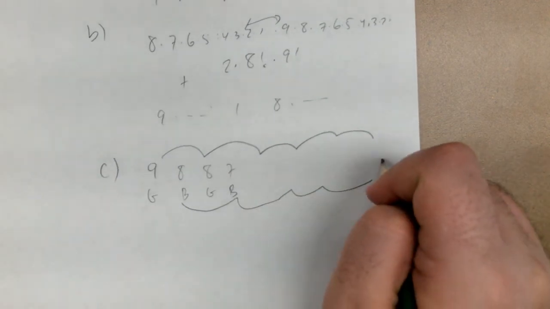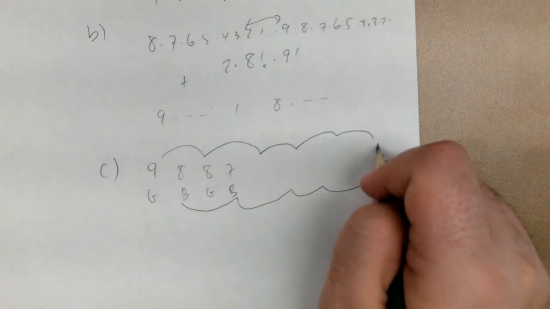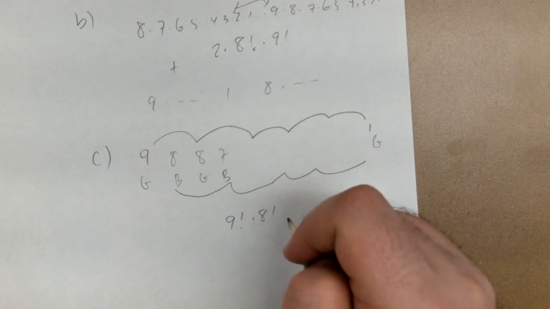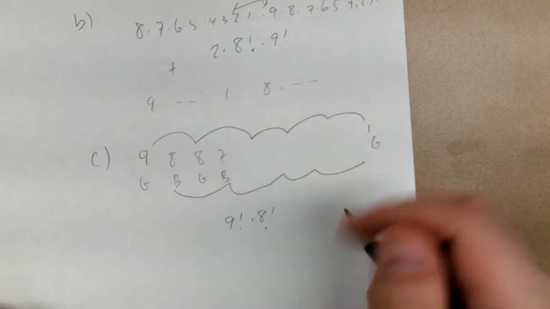So then the last one is you're going to end on a girl. You're going to have 1 option. So this is going to be 9 factorial times 8 factorial for this case. All right, so that's question 1.